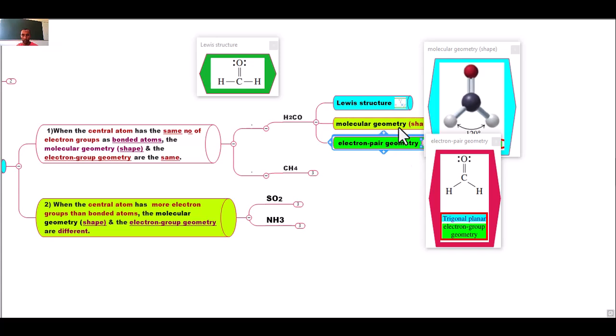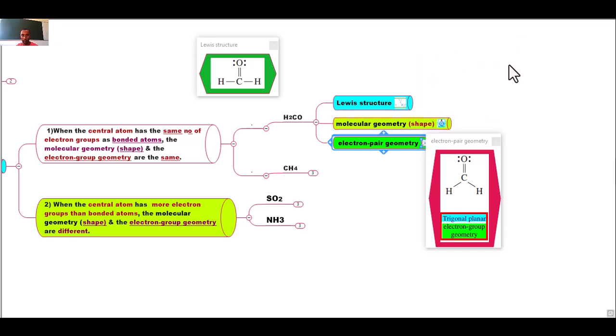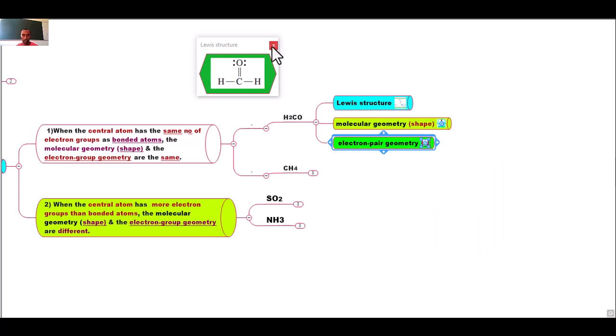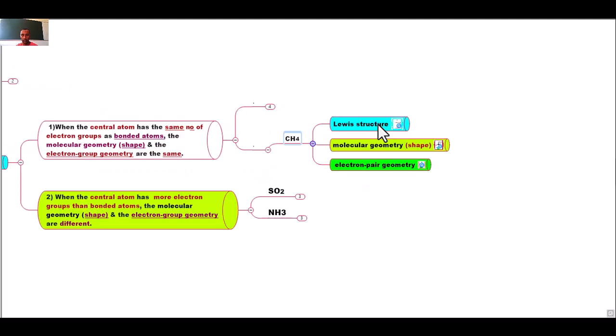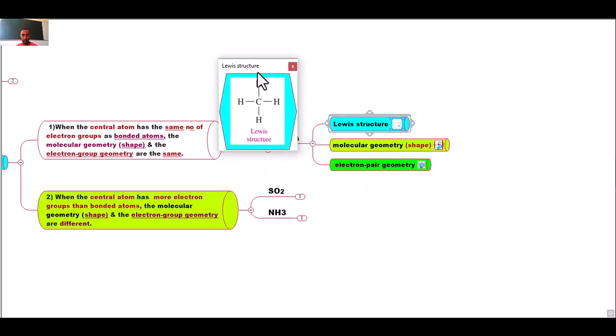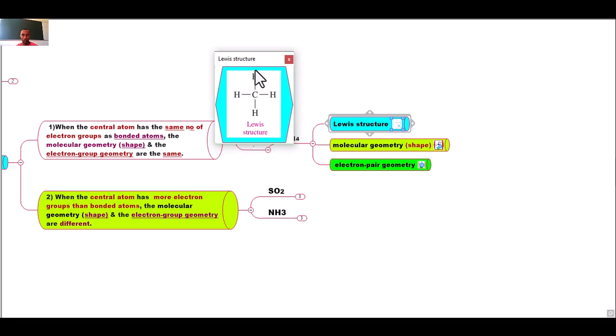So in this case, the electron group geometry, the electron pair geometry, and the molecular geometry are all trigonal planar. Another example for this case is this one. When you draw the Lewis structure for this, you get this. This is the Lewis structure. So how many atoms surround the central atom? There are 4 hydrogen atoms that surround the central atom.